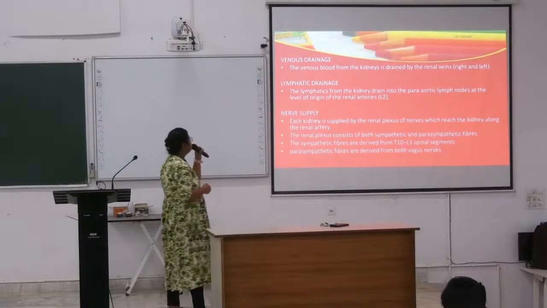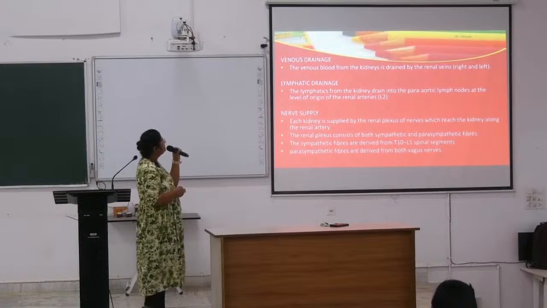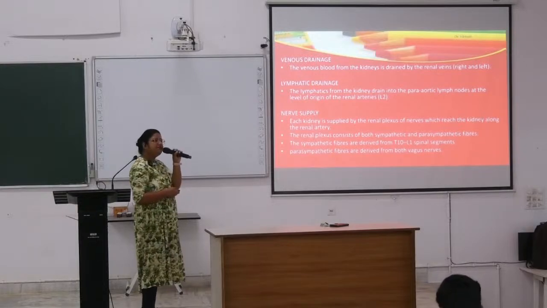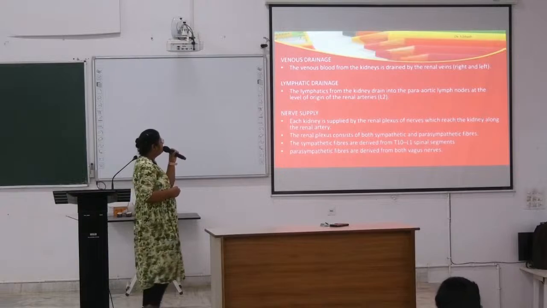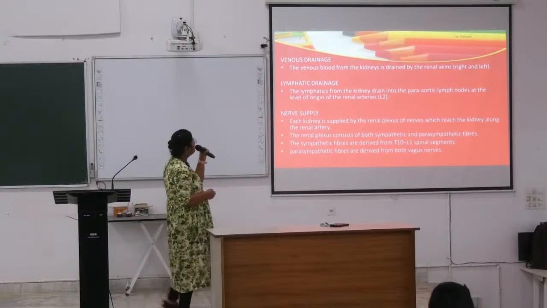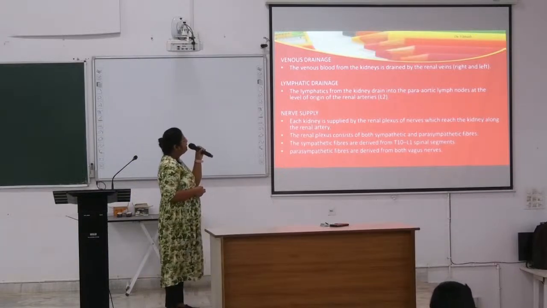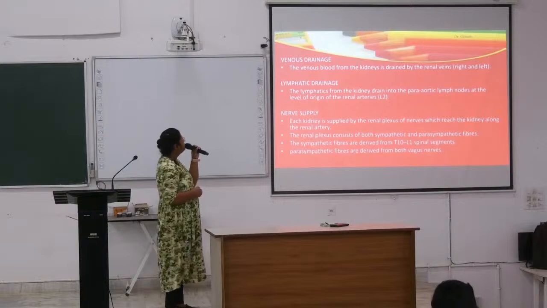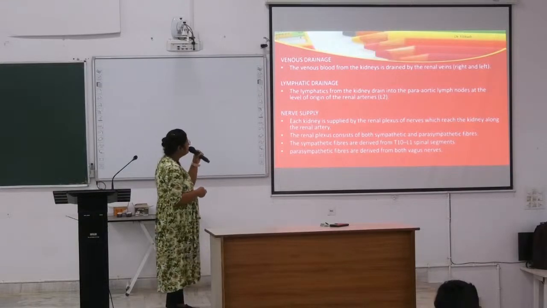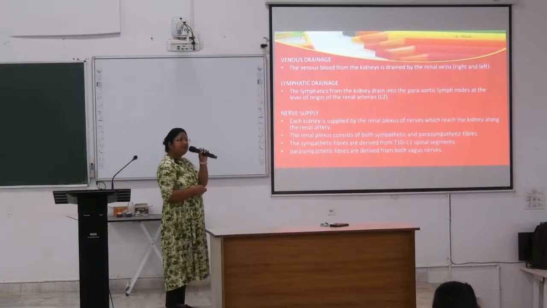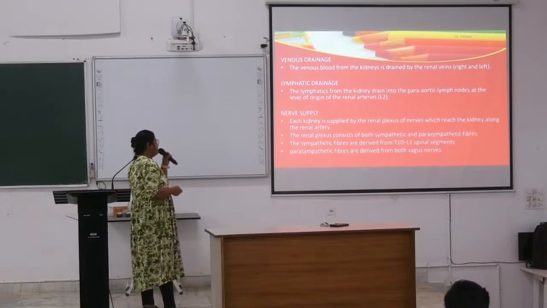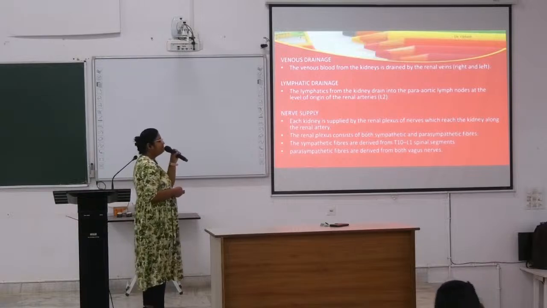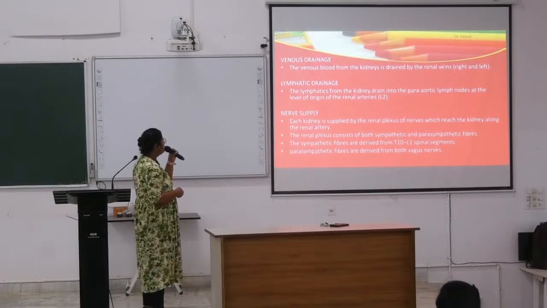Now we go to venous drainage. The venous blood from the kidneys is drained by the renal veins. Right and left renal veins are present. Lymphatic drainage. The lymphatics from the kidney drain into the para-aortic group of lymph nodes at the level of origin of renal arteries. What is the level of origin? It is also important. L2 level. Okay, L2.